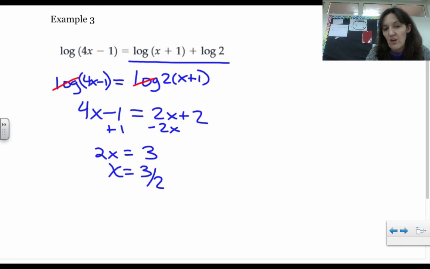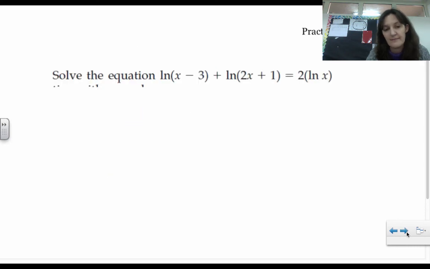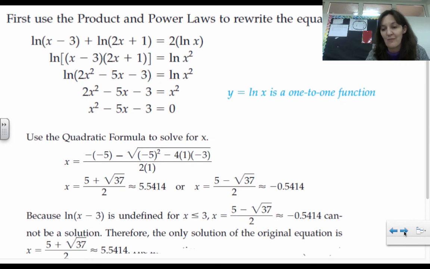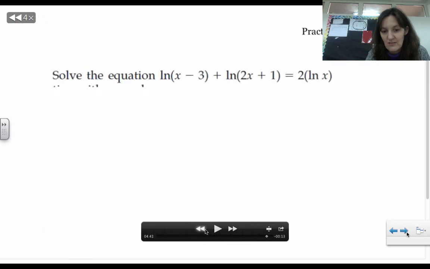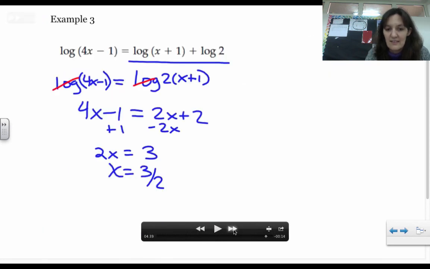You can try one of these on your own in a minute, maybe. There we go. Okay, combine your logs. Now, this is a little more complex. Hang on, let's go back. Here's your solution. One of these days I'll get this.